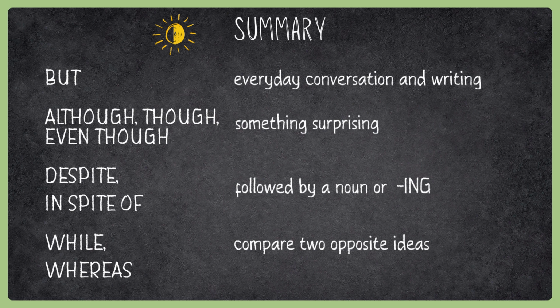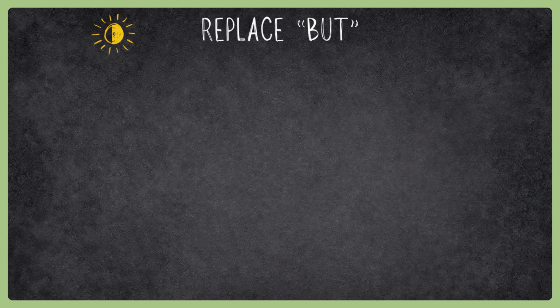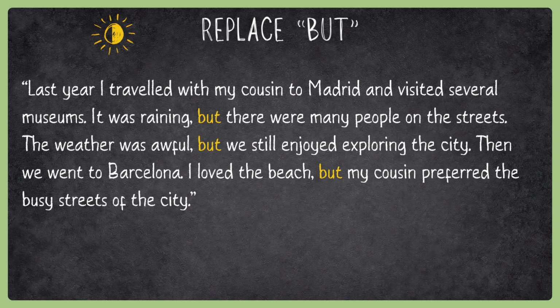Now, let's put this into practice. Here's a short story. Last year, I travelled with my cousin to Madrid and visited several museums. It was raining, but there were many people on the streets. The weather was awful, but we still enjoyed exploring the city. Then we went to Barcelona. I loved the beach, but my cousin preferred the busy streets of the city. Can you use other connectors to improve it?